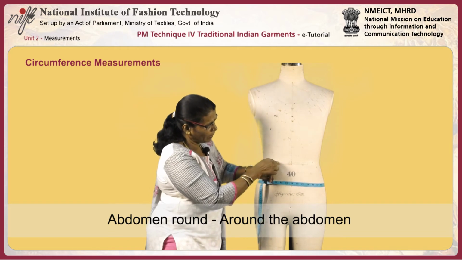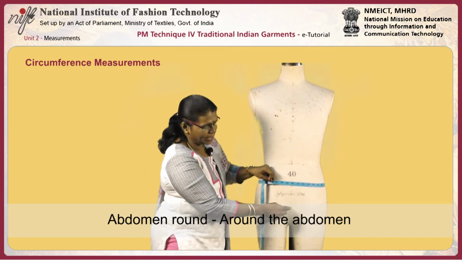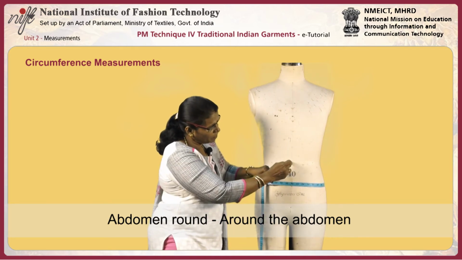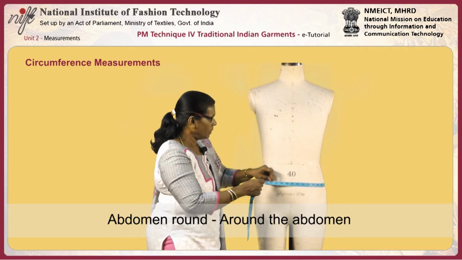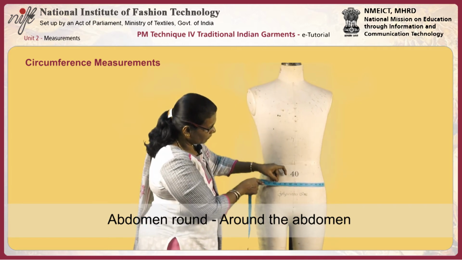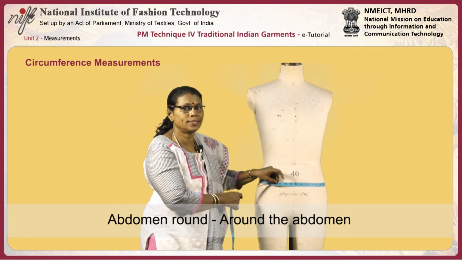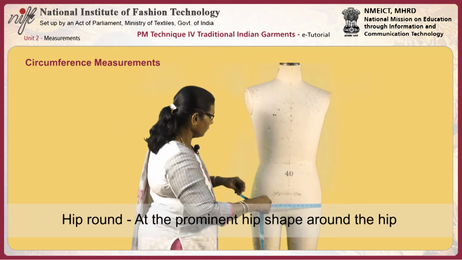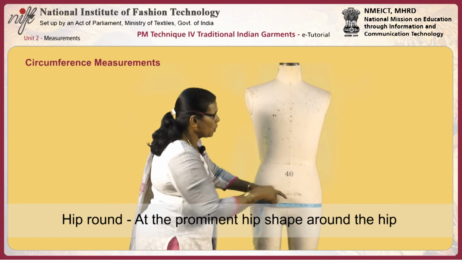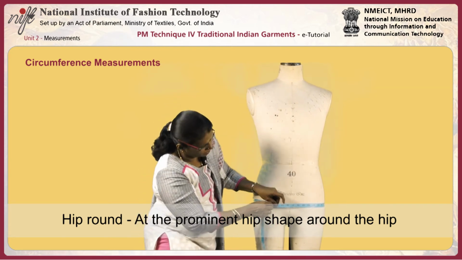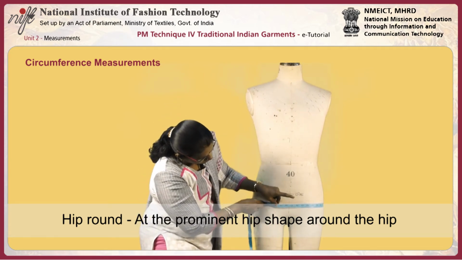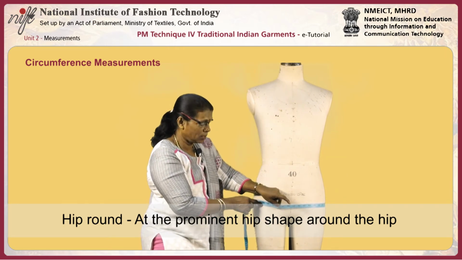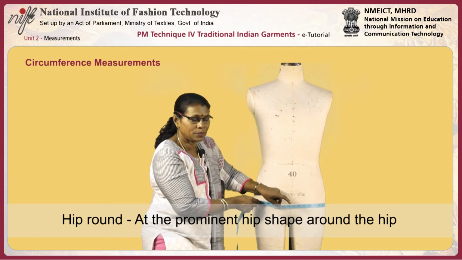So this is the waist tape, and there is a nail at the bottom. This level is the hip level. In between the waist and hip, the circumference measurement with 1 finger ease is the abdomen circumference. Then the hip circumference, the prominent hip shape, the level at the prominent hip shape with 1 finger ease is hip circumference.